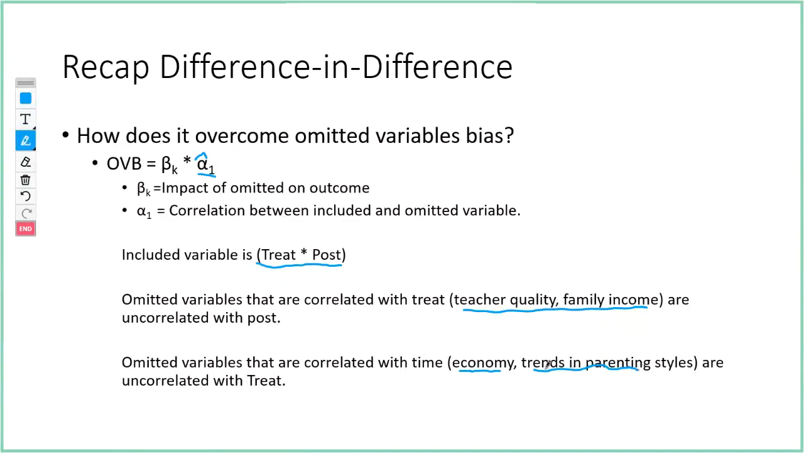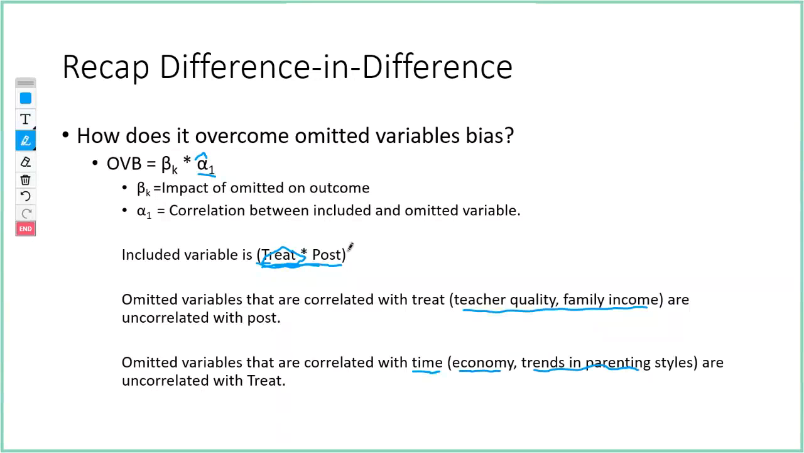So that's true. These are both omitted variables, but these things that are correlated with time might be correlated with the post variable. In other words, after the Rosenwald schools were built, maybe the economy was better, maybe parents read to their children more, but these overall national trends are not going to be correlated with treatment. They're not going to be correlated with the specific school districts that did or did not get the Rosenwald schools built.